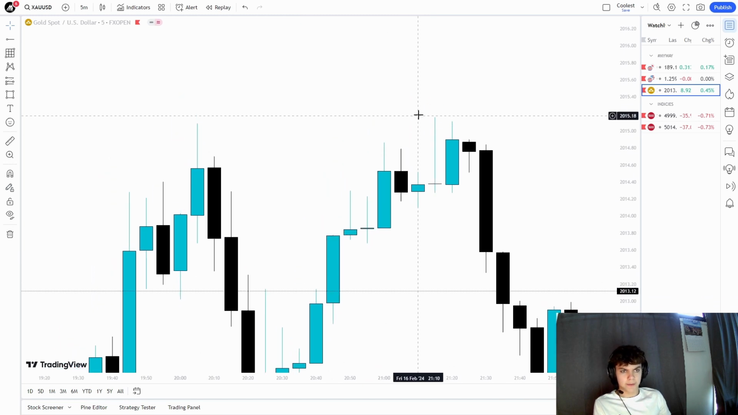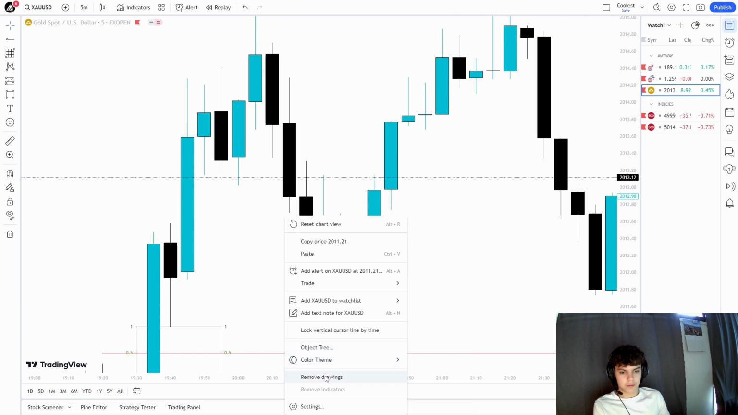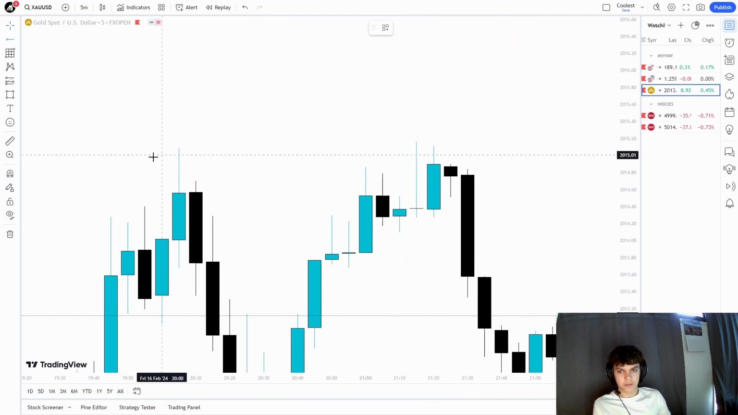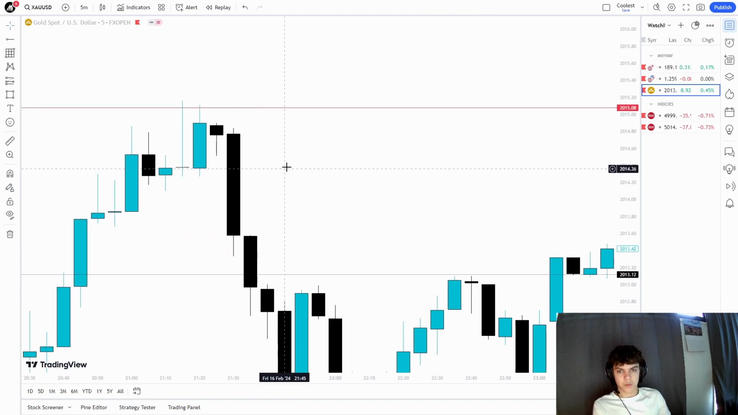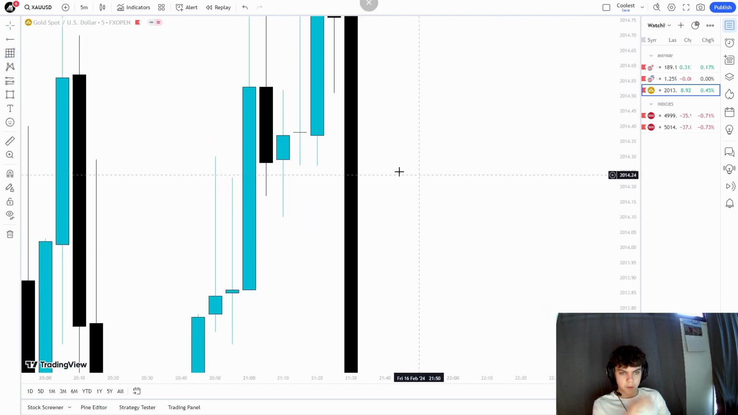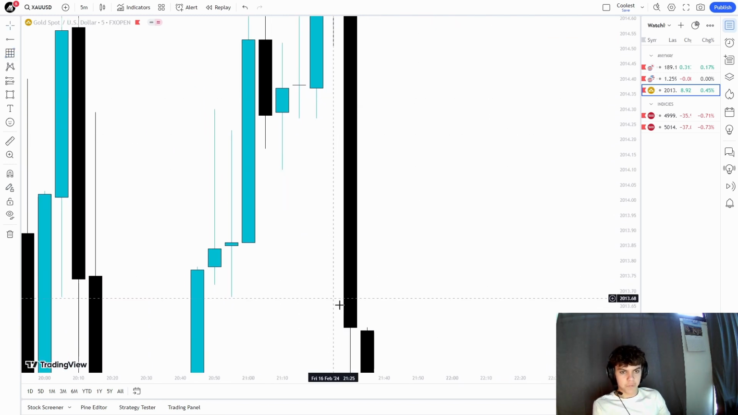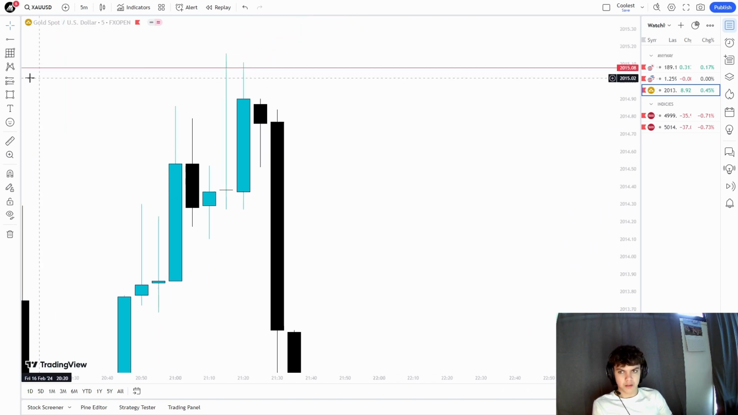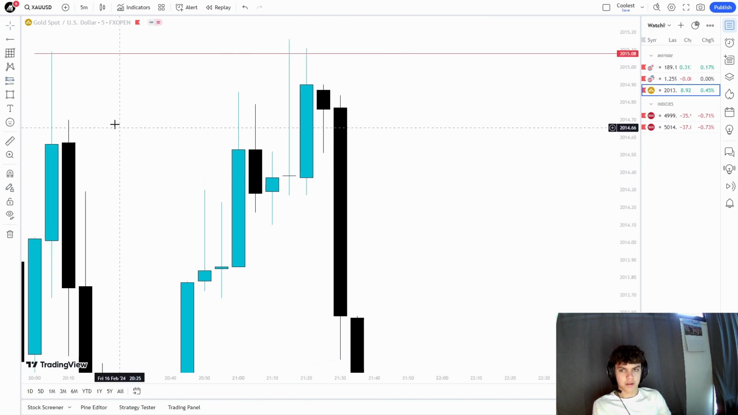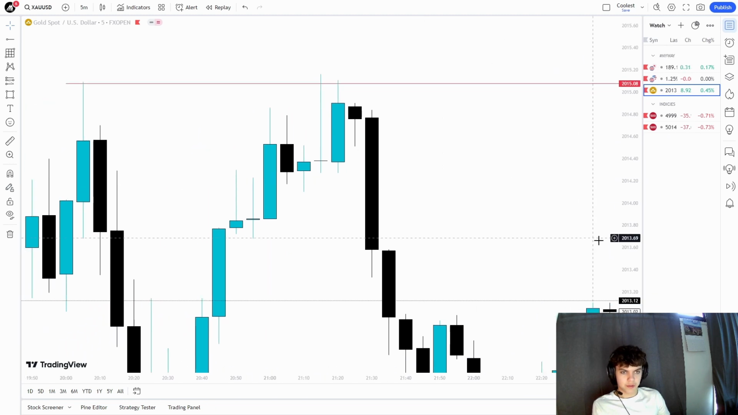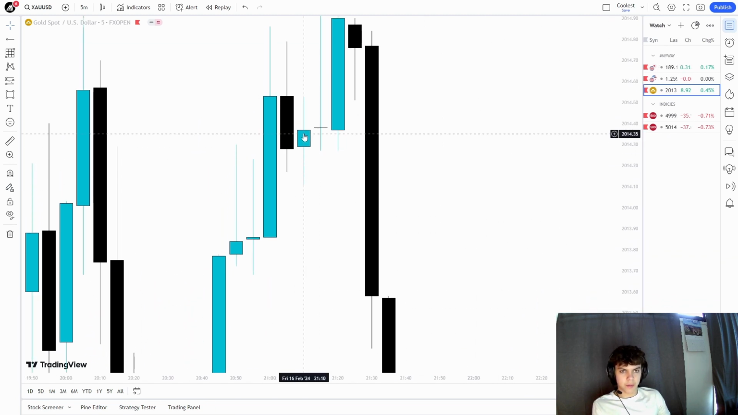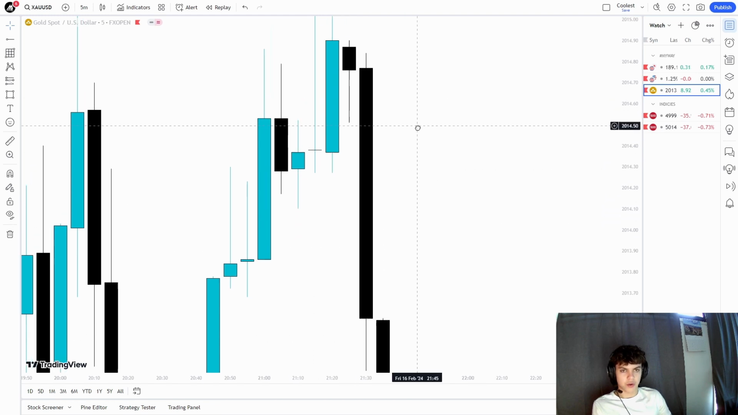All right. What happens here? A liquidity sweep. It switches direction. What does it leave behind? A break of structure. Break of structure right here to the downside. Okay. Break of structure. You would enter something like this. Hold on. Break of structure right here. Down candle followed by an up candle. This is a low. Break of structure.